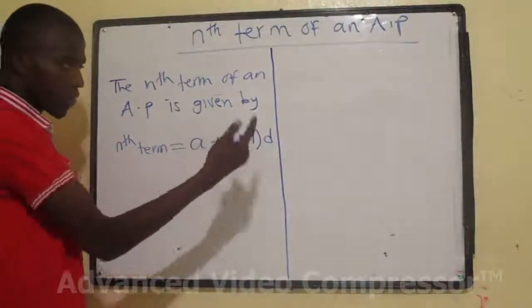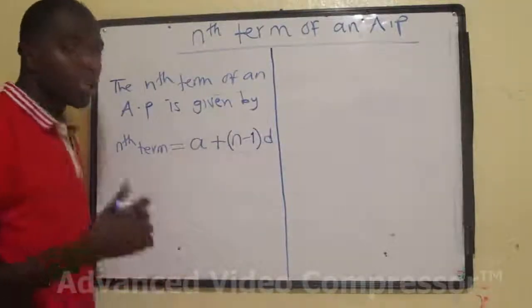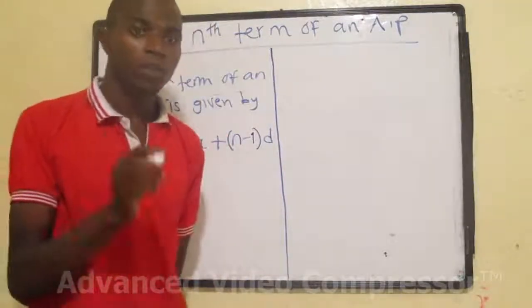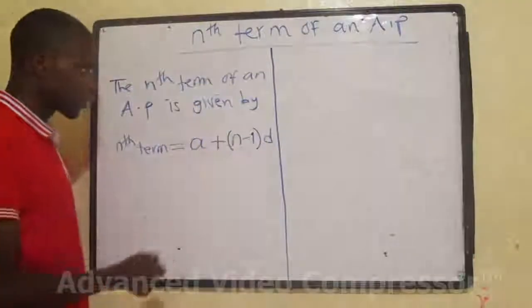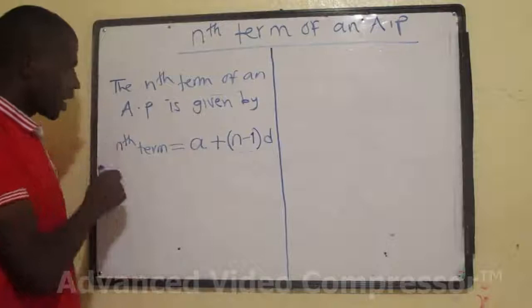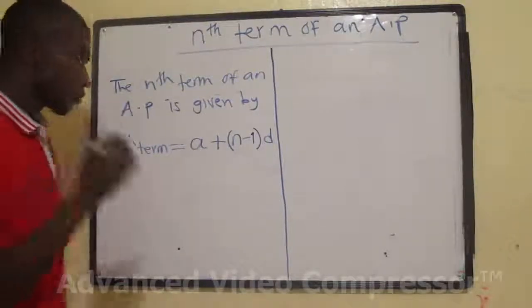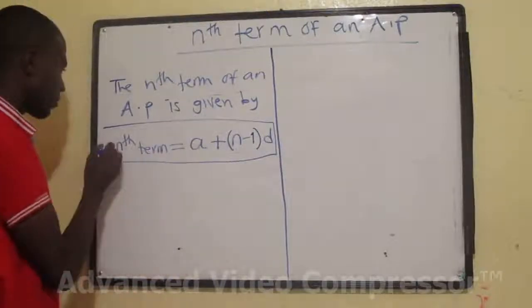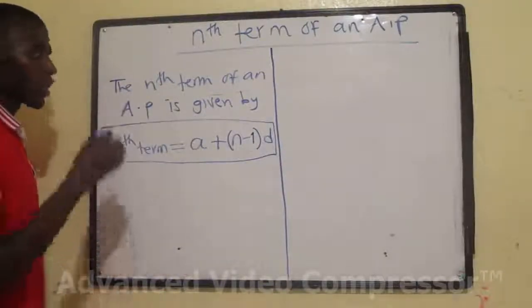And what is 1? 1 is just a number. Then D is the common difference. I hope we know how to find the common difference. So D refers to the common difference. A is the first term, the first number in the sequence. N is the term number that we are looking for. So if we know this formula, then we can find any term of a sequence that we are given.